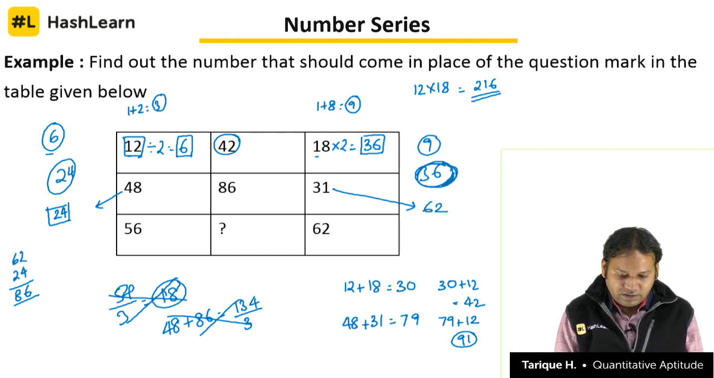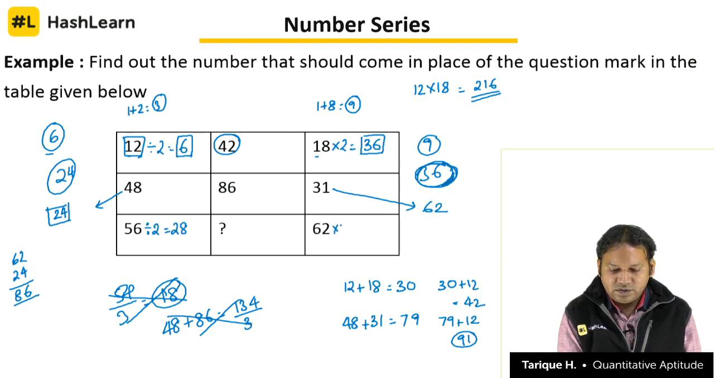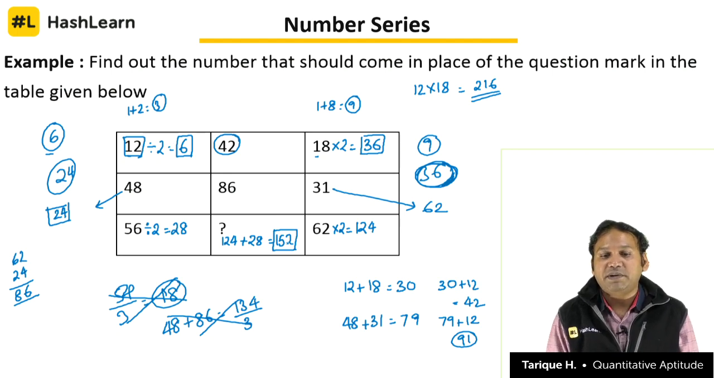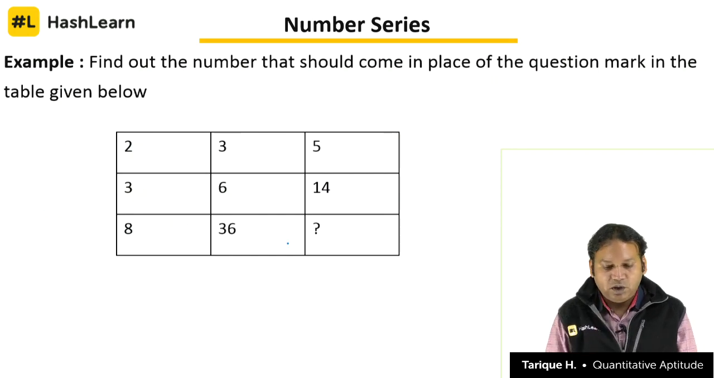Okay. So what will be the answer for this question? 56 by 2 is 28, and 62 into 2 is 124, and 124 plus 28, that is equal to 152. So what number should come in the place of the question mark? 152 should come in the place of the question mark. Alright. So let's go and see the third question and see what could be the logic of this question.